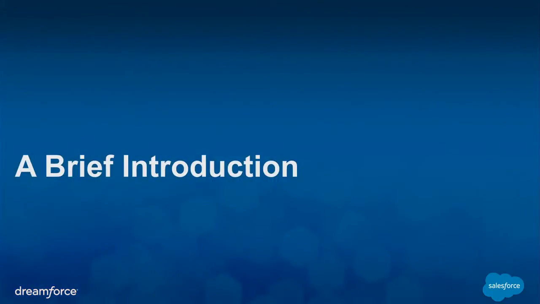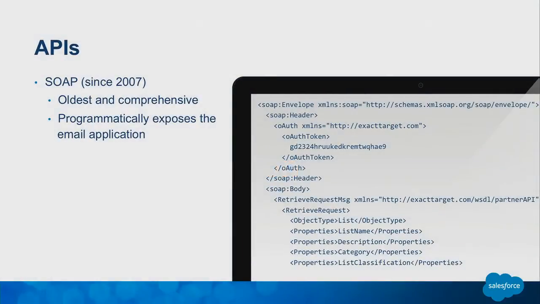Great. With that, we have, as I mentioned earlier, a SOAP and a REST API. Our SOAP API has been around since about 2007. It's the oldest and most comprehensive. It programmatically exposes the email application. It's predominantly built around the email application, and some of the newer channels do not have functionality through that SOAP API. You can see an example of how you might interact with SOAP on the right-hand side there in that little computer monitor.